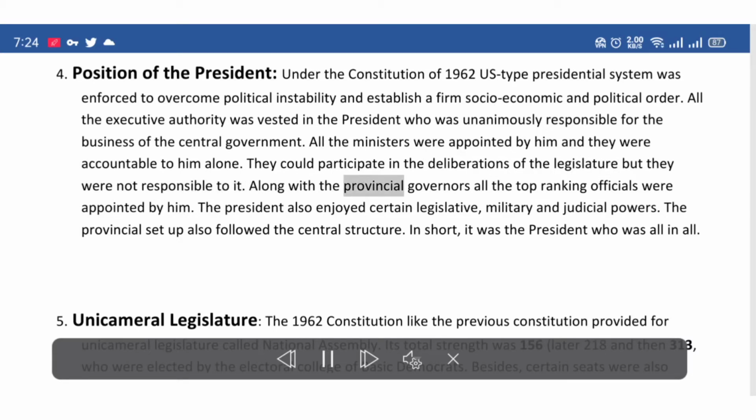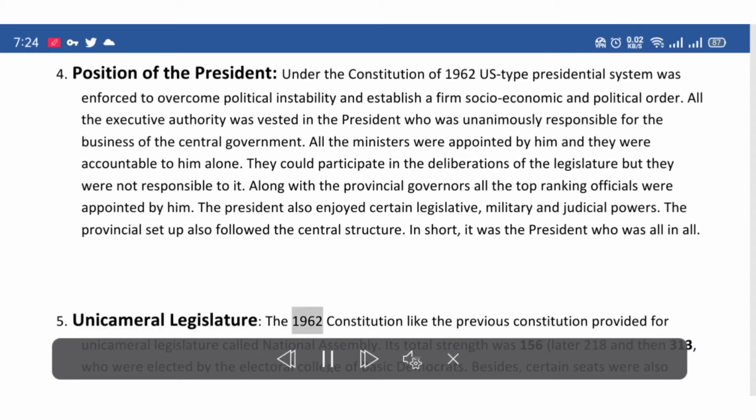Along with the provincial governors, all the top-ranking officials were appointed by him. The President also enjoyed certain legislative, military and judicial powers. The provincial setup also followed the central structure. In short, it was the President who was all in all.